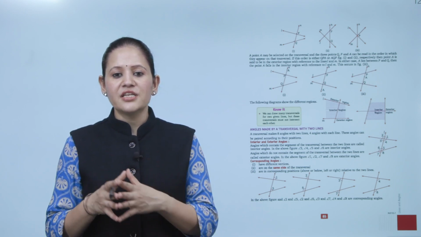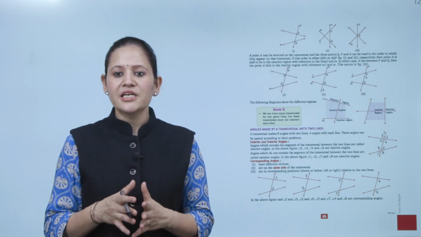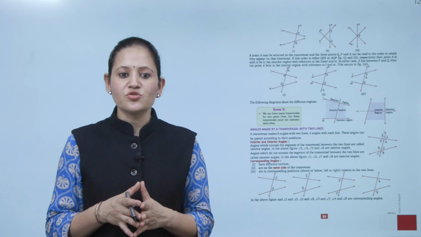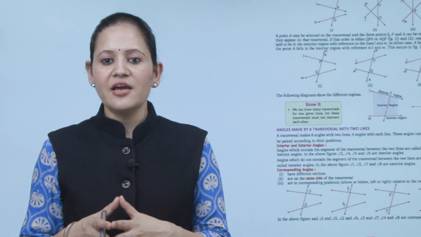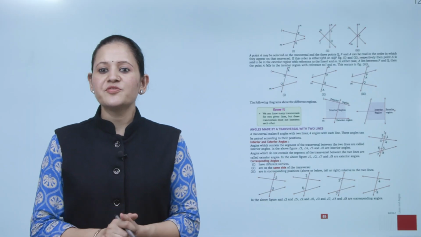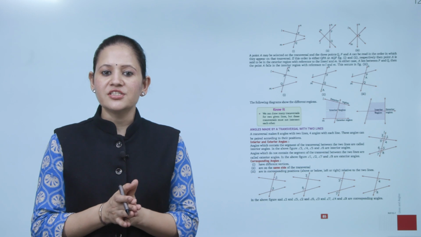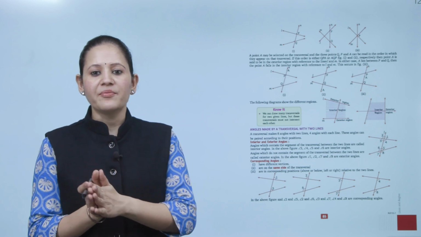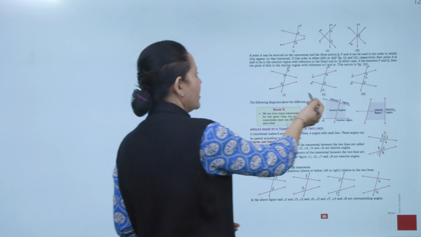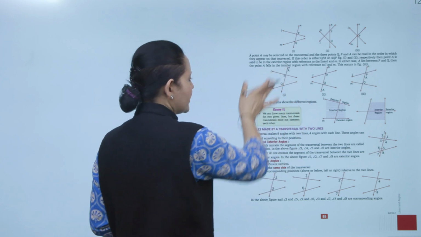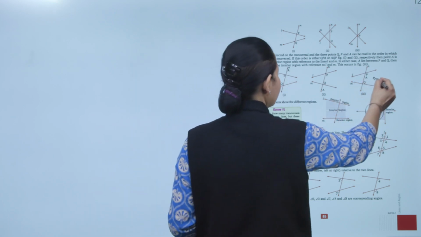If the order is either QPA or AQP, in figures 1 and 2 respectively, then the point A is said to be in the exterior region with reference to the lines L and M. In either case, if A lies between P and Q, then the point A falls in the interior region with reference to L and M. This occurs in figure 3. So here you can see in figures 1 and 2, A lies exterior, and here A lies in the interior.